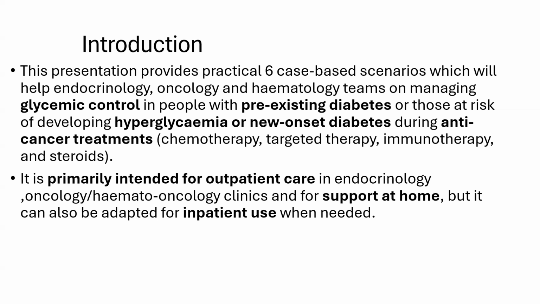So a bit of introduction, what we are going to talk about in this lecture. We are going to discuss 6 case-based scenarios, which will help the endocrinology, oncology, and hematology teams in managing glycemic control in patients with pre-existing diabetes, or those at risk of developing diabetes or hyperglycemia, or those who have a new onset of diabetes during anti-cancer treatments like chemotherapy, targeted therapy, steroids, and immunotherapy for that matter. Of course, it's primarily intended to cover the whole spectrum of clinics which deal with these, and it will be useful for inpatient as well as outpatient.